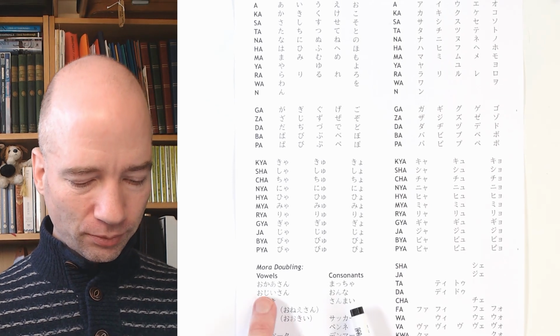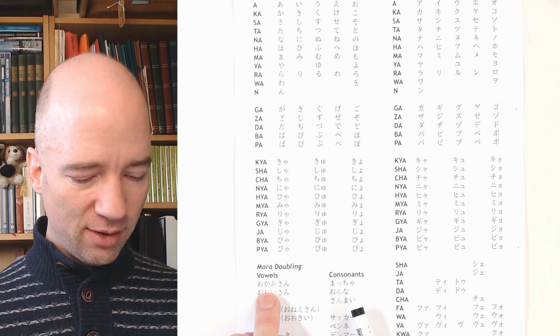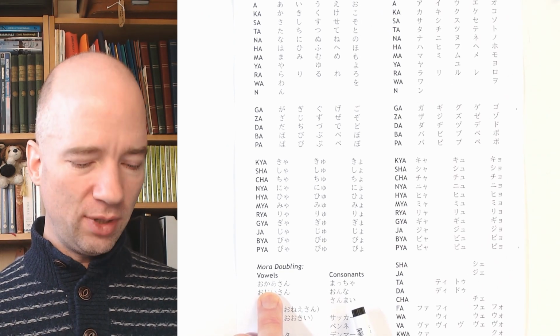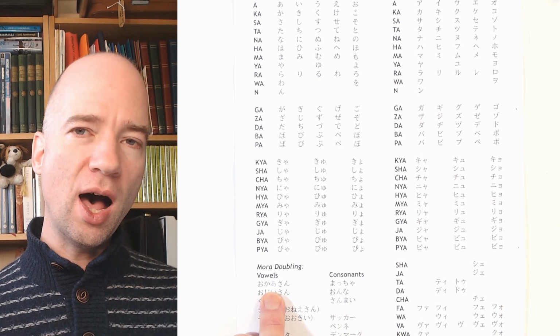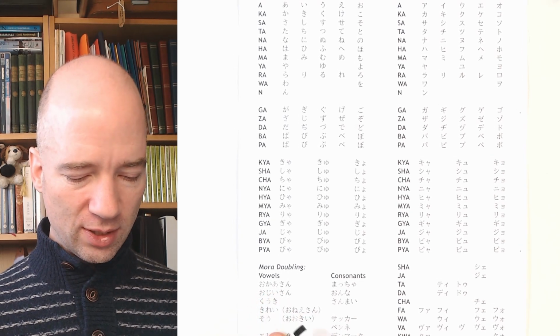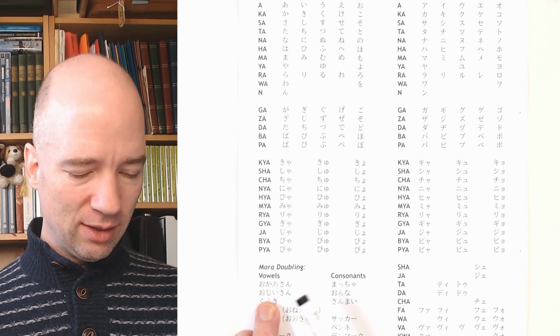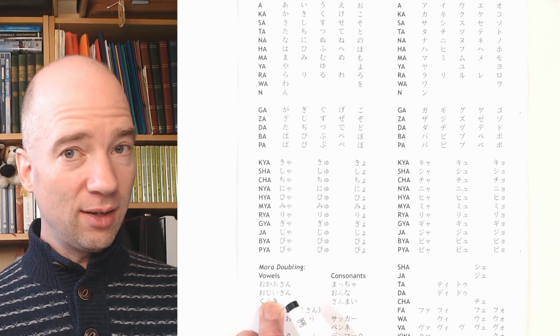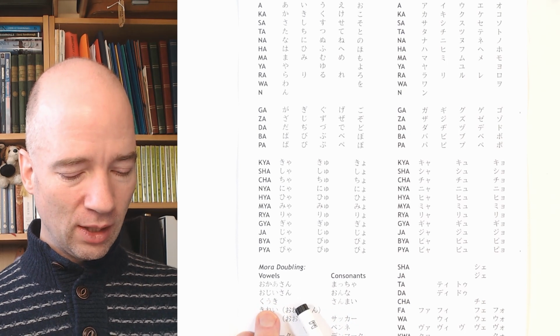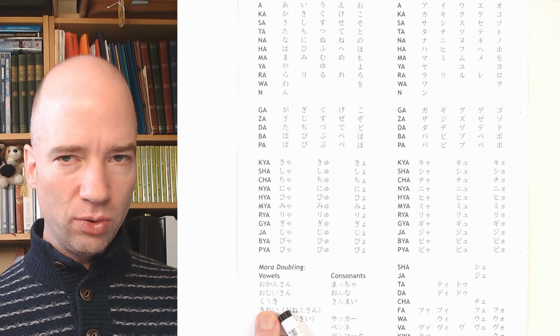So, for the normal hiragana, the doubling of an A sound is with an additional A. So we have here Okaasan. So there's an extra A there. We have the doubling of an I, Ojiisan, an additional I. We have the doubling of a U sound, Kuuki.